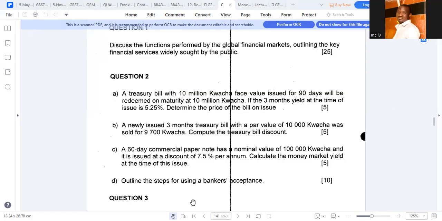We've been given the face value, 10 million. What is the discount rate R? 5.25 per annum. What is our term in terms of the number of days? Our T is 90 days. So based on what we're given, we need to now fit these into the formula.